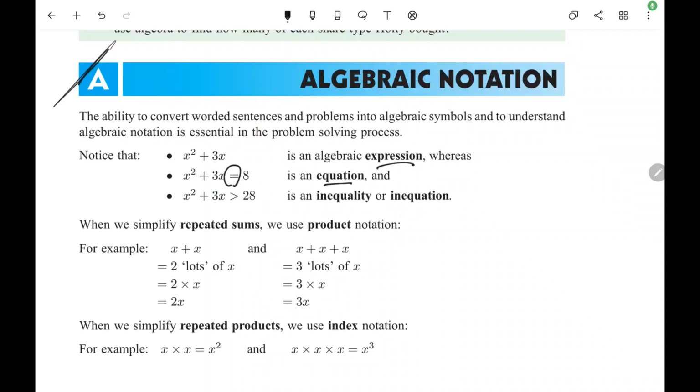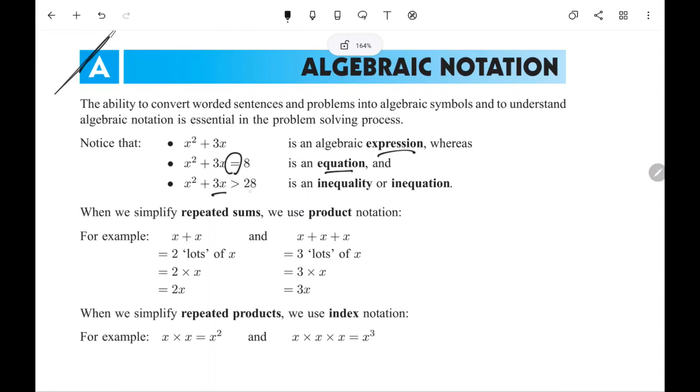x power 2 plus 3x is called an expression. x power 2 plus 3x equals 8: here we have an equals sign, so it's an equation. x power 2 plus 3x greater than 28 is called an inequality. Since this expression will be greater than 28, it can be 29, 30, 35, 100, 1 million, and so on.